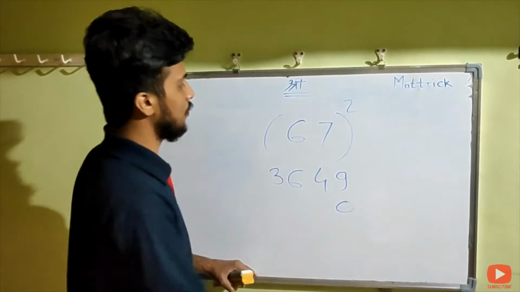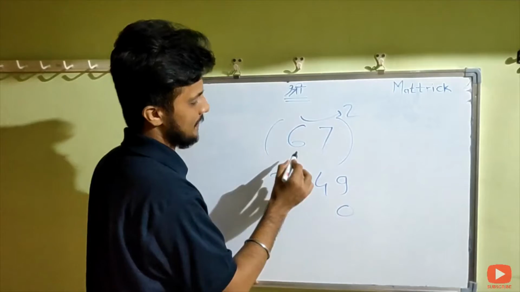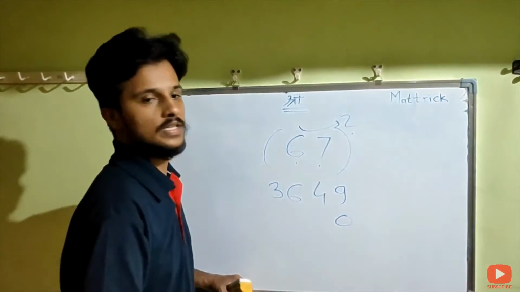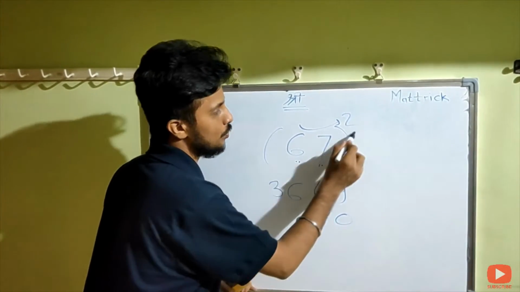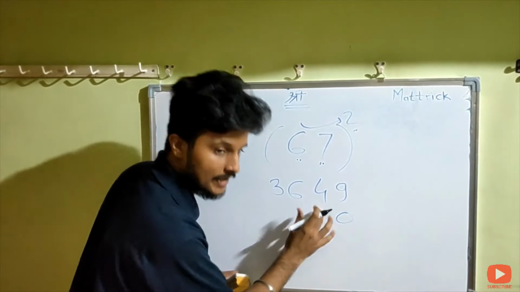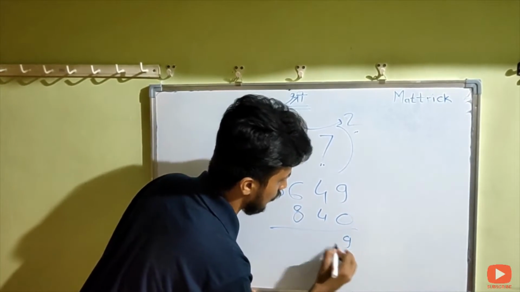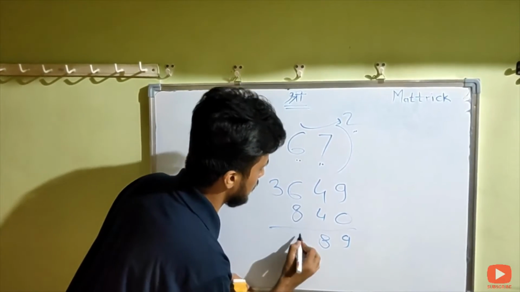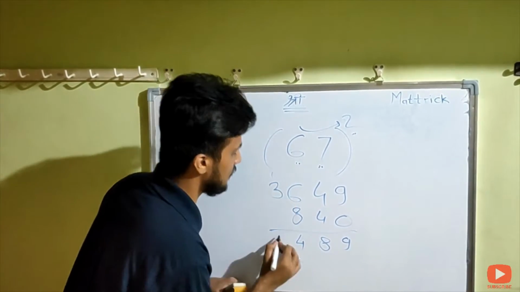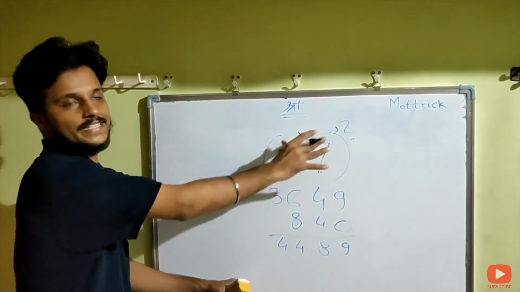Then what will we do? We'll multiply these three numbers, that is 6 into 7 into 2. 6 7s are 42. 42 2s are 84, and we will write that number here. And then add these two numbers. So 9 plus 0, 9. 4 plus 4, 8. 6 plus 8, 14. Carry 1. 1 plus 3, 4. So that is the square of 67.